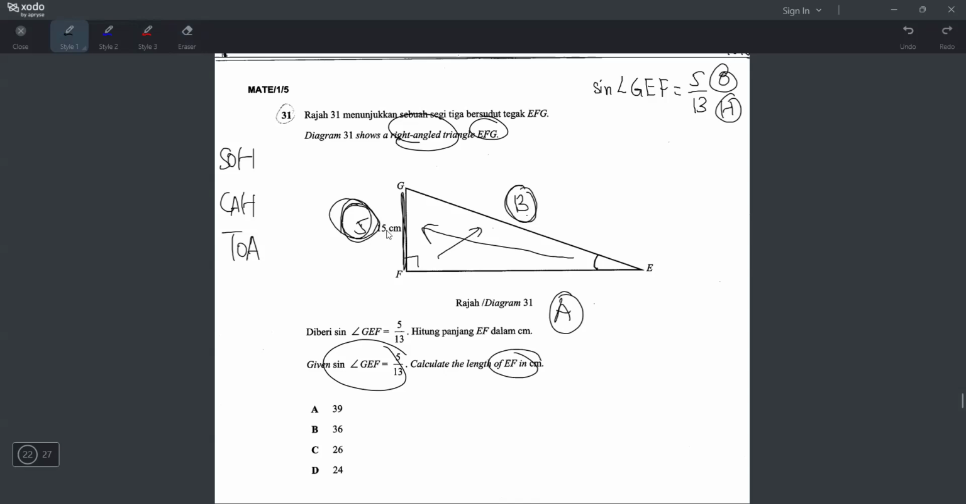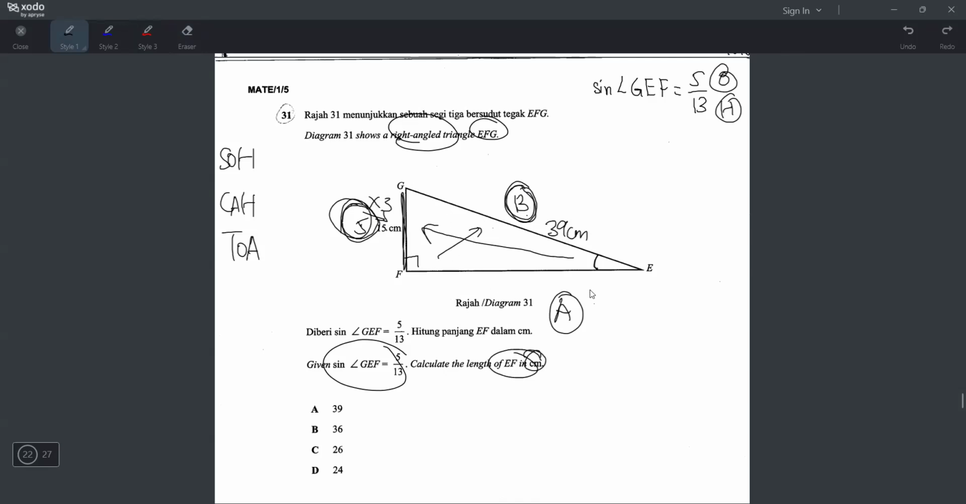So 5 want to become 15. 5 macam mana nak jadi 15? Times 3 kan? Darab 3 kan? Maksudnya 13, kalau saya nak tahu panjang sini, saya kena darab 3 juga lah. I have to times 3 also. So what is 13 times 3? 39. That means this is 39 cm. So now how to find the length of EF in cm?